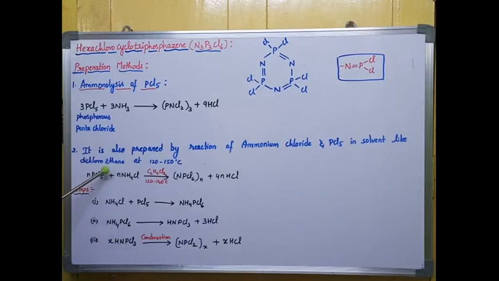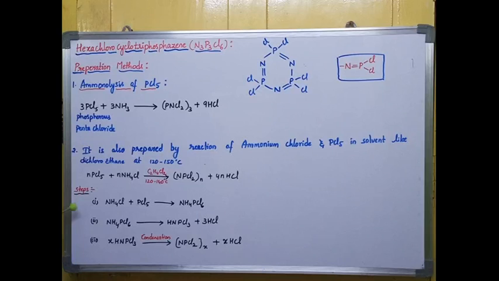And coming to the second method of preparation, here ammonium chloride is reacting with PCl5 in the presence of solvents like dichloroethane or chlorobenzene at 120 to 150 degrees centigrade. Okay, so here you can observe n moles of PCl5 is reacting with n moles of NH4Cl in the presence of dichloroethane and producing (NPCl2) whole n. So this is our particular phosphazene, and 4n HCl is coming out as a byproduct.